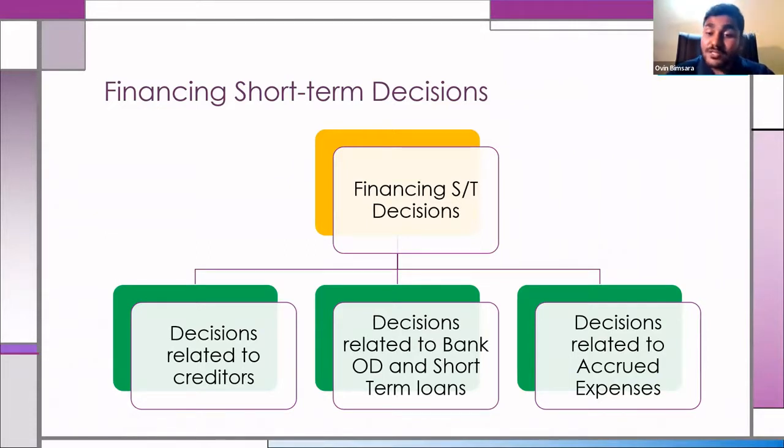And then decisions related to accrued expenses, any expenses that we haven't settled so far, but which are considered in the present time period, which we are supposed to settle. Right now it is due. So we need to decide on this. So these are the financing short-term decisions.